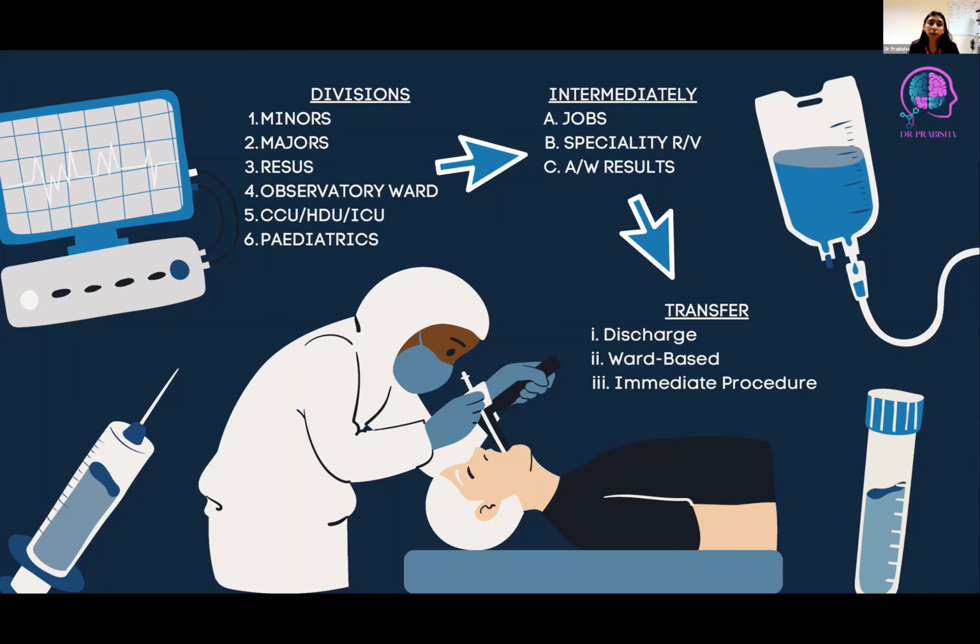Or if they need an immediate procedure. So if the person is profusely bleeding, they need to get sent to surgery immediately, or they need to go for an OGD or endoscopy straight away.